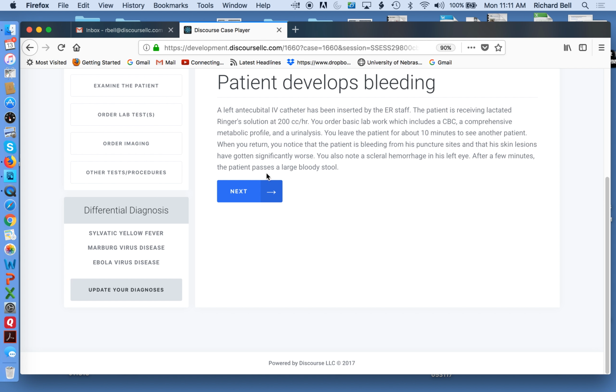And now it says a left antecubital IV is put in by the ER staff. Patient is getting Ringer's lactate. You leave for about 10 minutes to see another patient. When you return, you notice the patient's bleeding. And I'm going to put in another picture here. I'm going to Photoshop it and try to make it look like the patient is bleeding from his puncture sites and developing some petechiae and bruising.